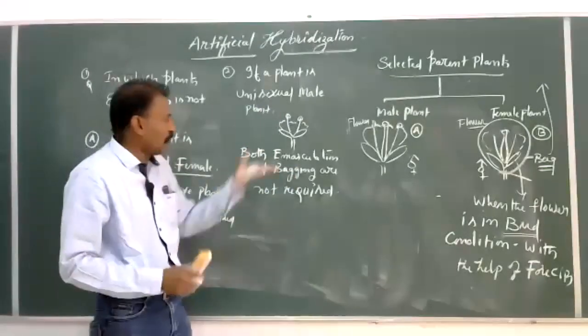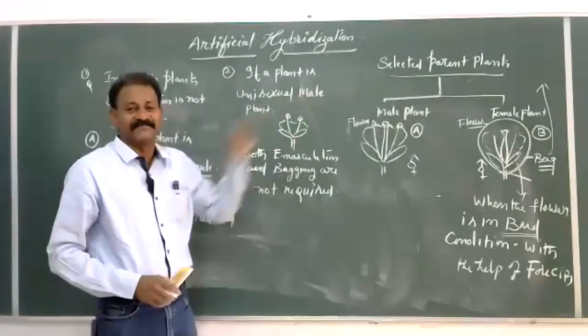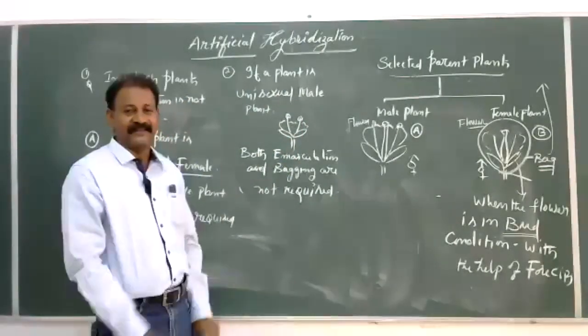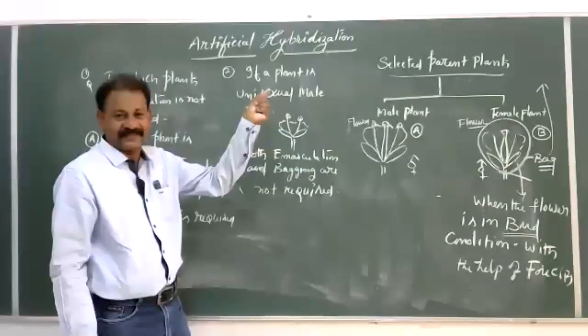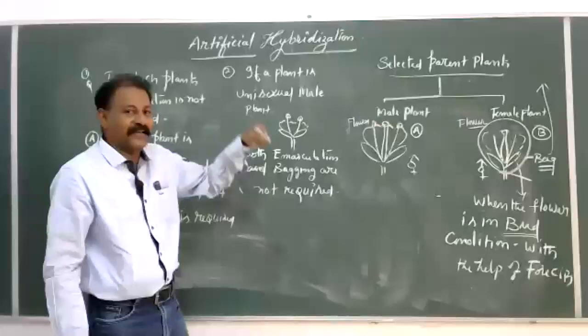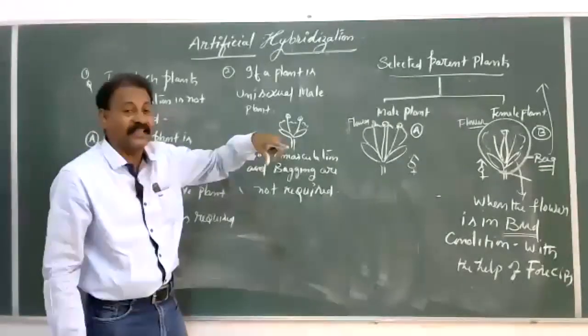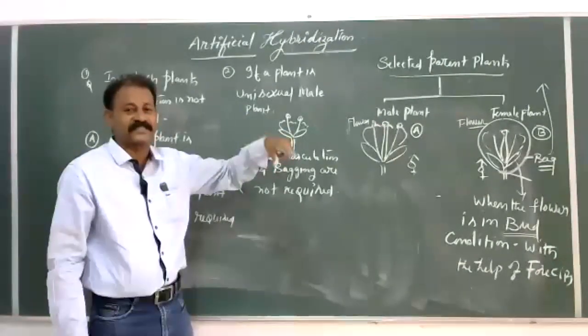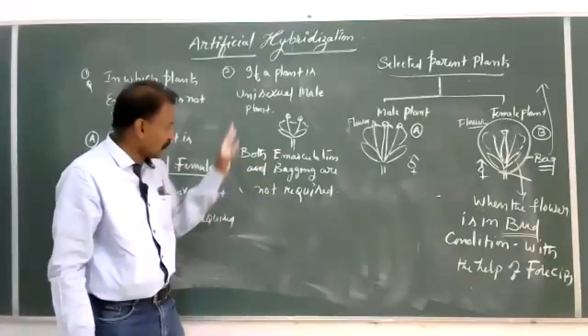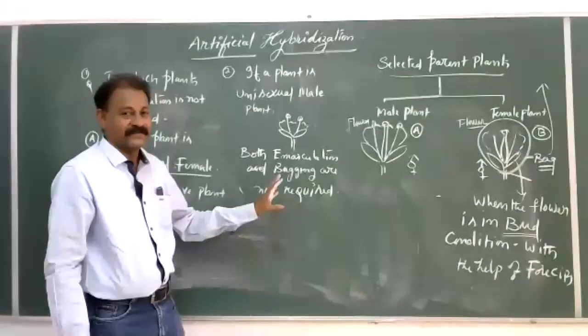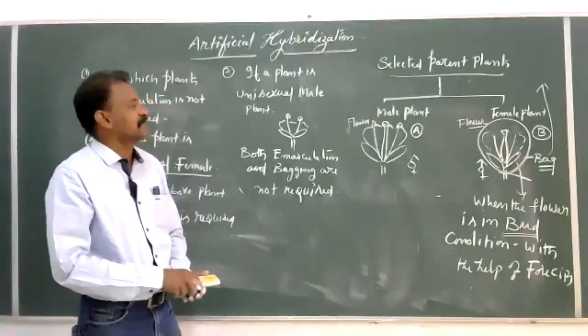What we want is only pollen grains from this. This is a desirable, selected male plant. We take only pollen grains from it. So the importance is with the female flower. Why? The female flower is going to produce seeds and fruits. Male flowers are not going to produce seeds and fruits. So the importance of emasculation and bagging lies with the female flower.